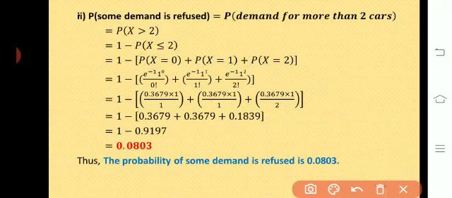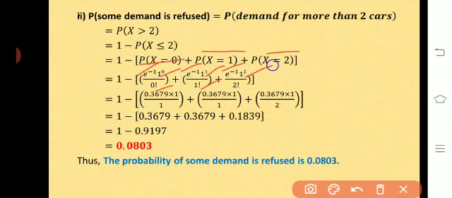Now in the PMF put x equal to 0. Next step is 1 minus, in the bracket, e raised to minus 1 into 1 raised to 0 divided by 0 factorial. Then put x equal to 1 in the PMF. You will get e raised to minus 1 into 1 raised to 1 divided by 1 factorial. Similarly put x equal to 2. You will get e raised to minus 1 into 1 raised to 2 divided by 2 factorial. Then simplify further. 1 minus, e raised to minus 1 from the statistical table you will get 0.3679.